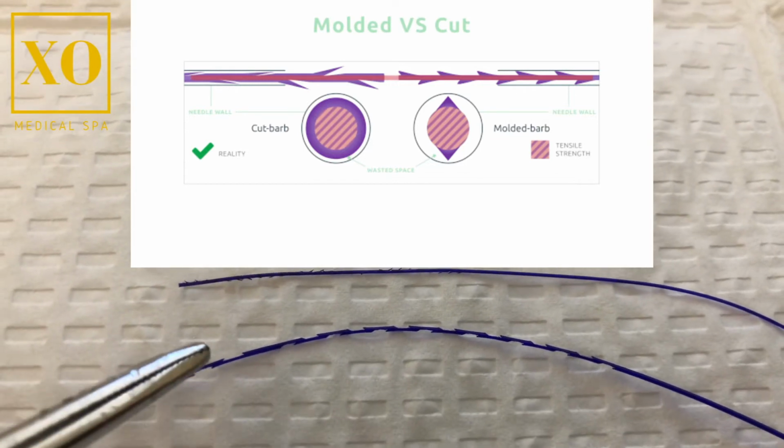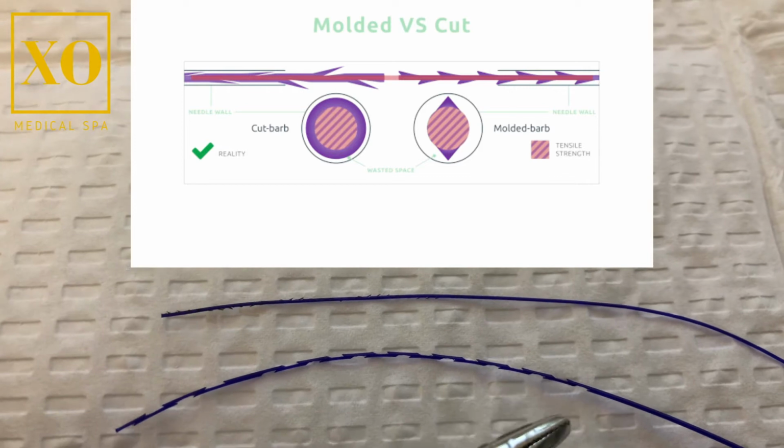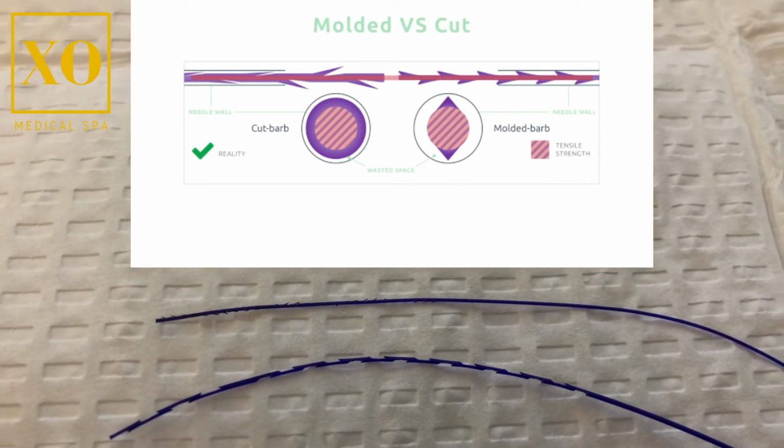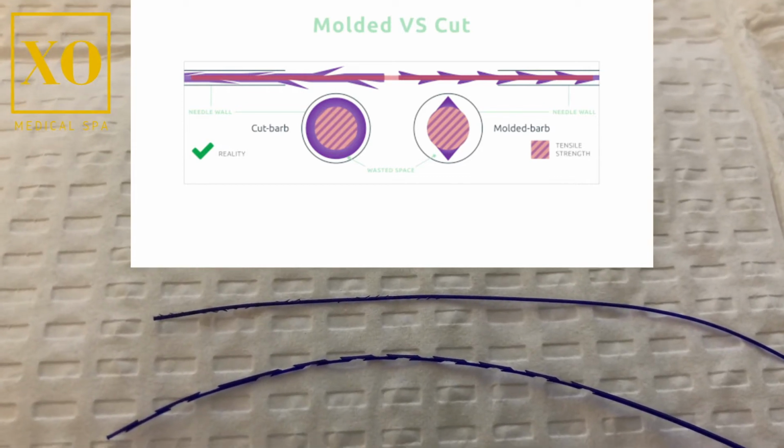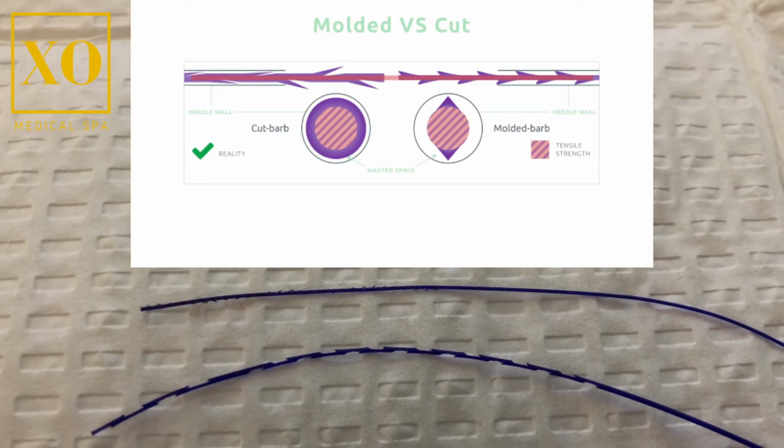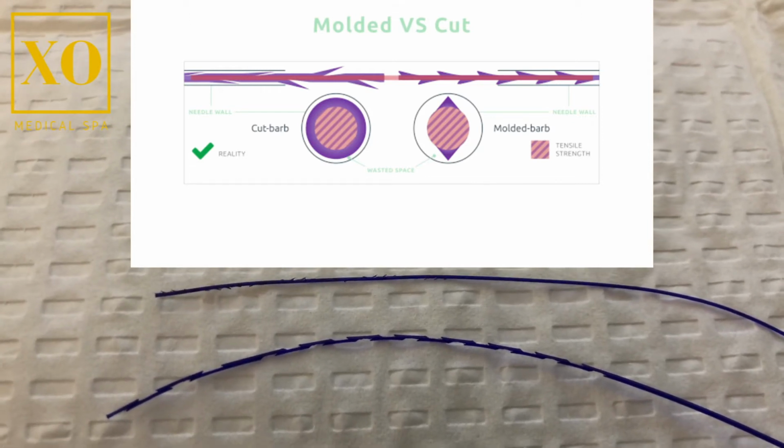On the lower one here, this is what we're talking about today. This is the infinity molded thread. You can see the size difference in regards to the thickness of it. The thread is thicker, but the cannula that we place it with isn't thicker.